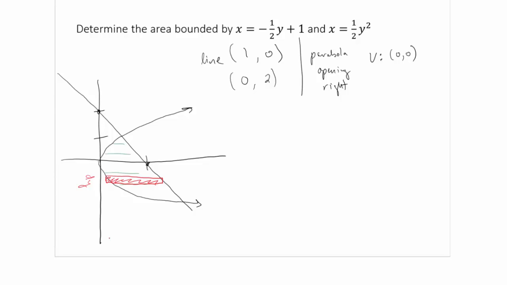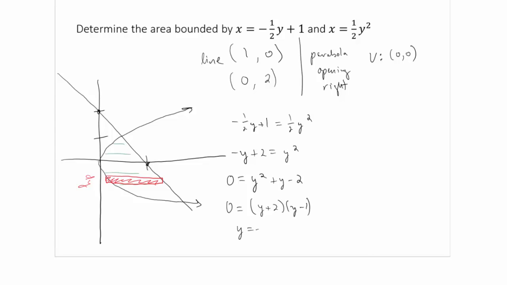I want to write my integral with respect to y, which means I'm going to need to find the points of intersection in terms of y. So let me solve the system of equations. Negative 1/2 y plus 1 equals 1/2 y squared. Let's kill those fractions. I'm going to multiply everything by 2. Negative y plus 2 is equal to y squared. 0 equals y squared plus y minus 2. That factors as y plus 2 times y minus 1. Y equals negative 2. Y equals 1.